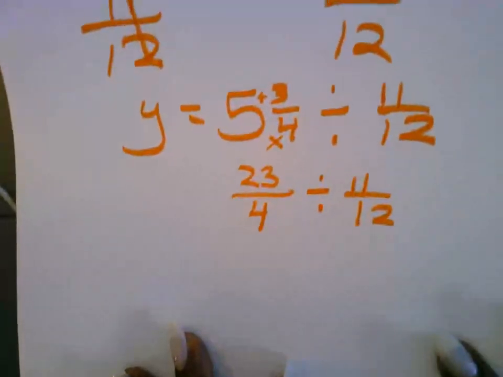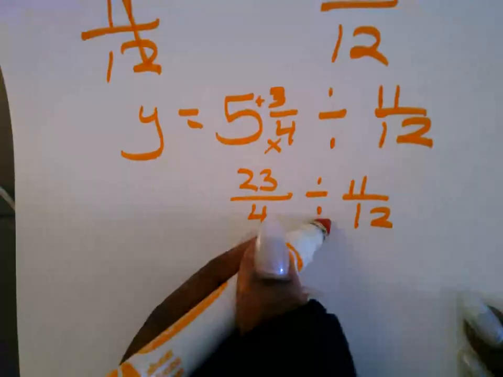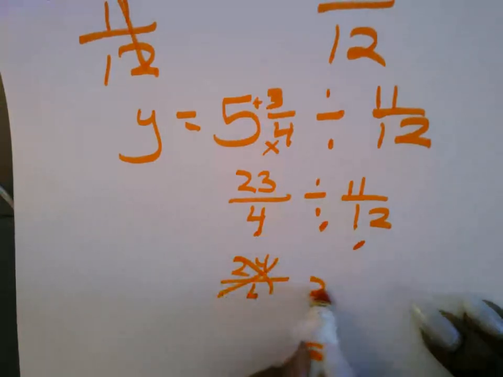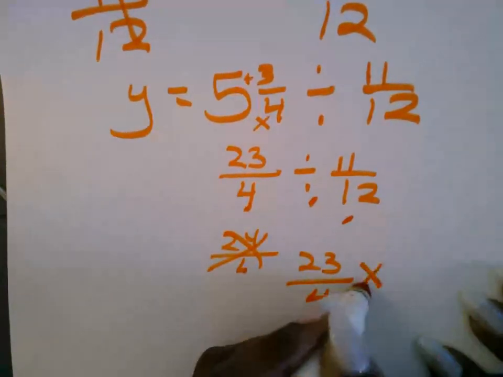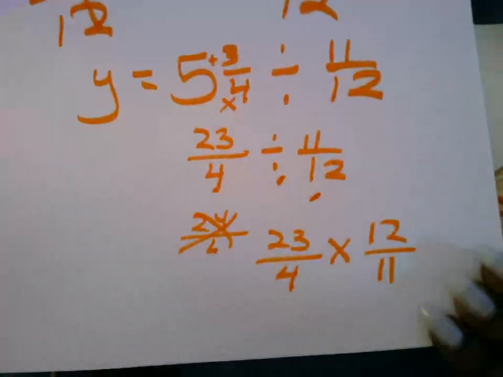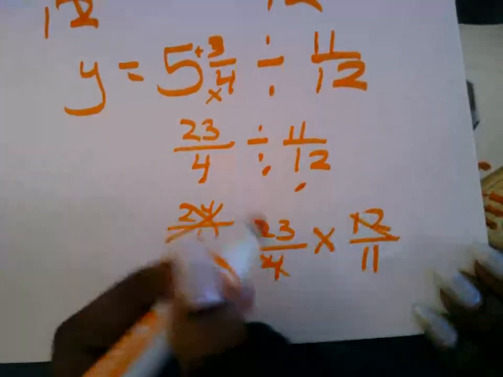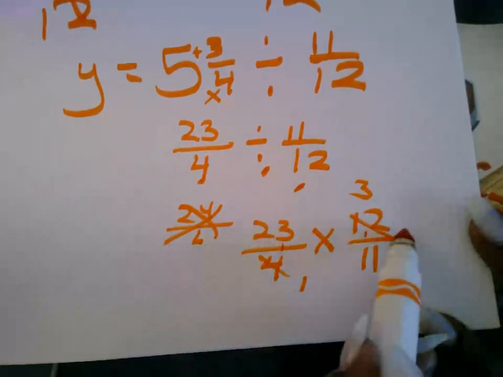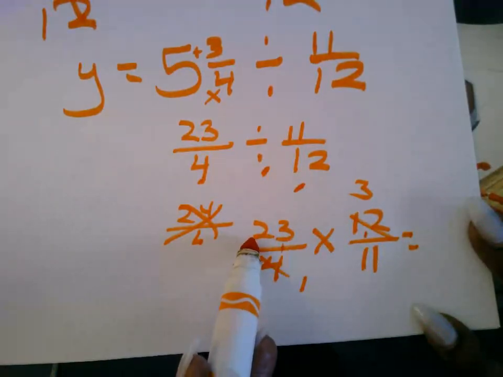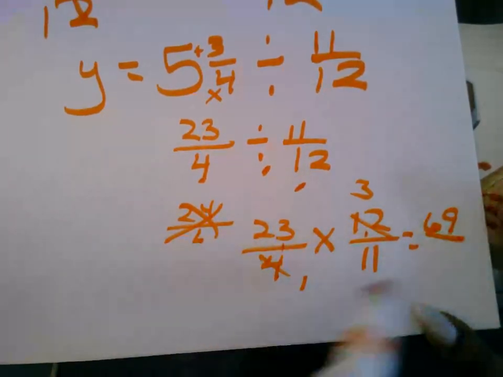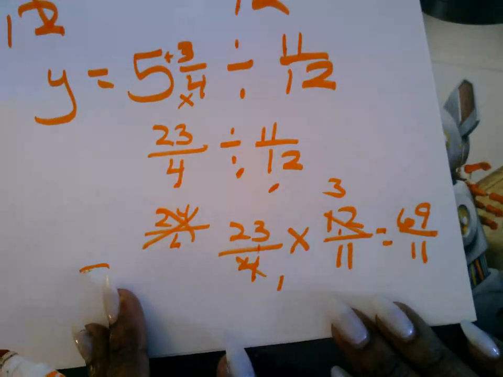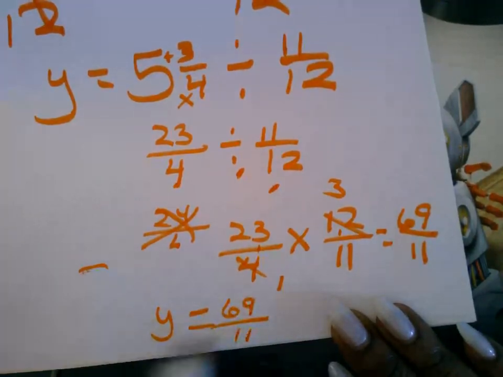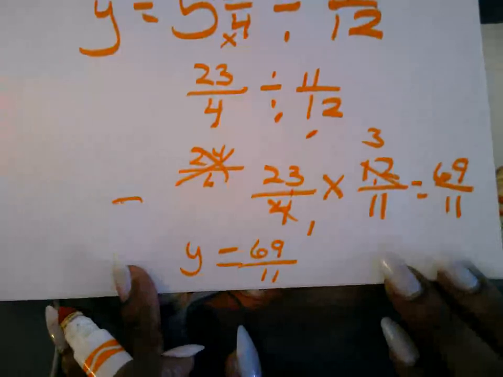And if you remember how to divide fractions, keep, change, flip, you'll have 23, I wrote that wrong. You'll have 23/4 times 12/11. We can cross cancel. That'll be 1 and 3 right here. And so then we're multiplying 23 times 3, which is 69/11. And that would be the solution. We can leave it as 69/11, or we can change it back to a mixed number.